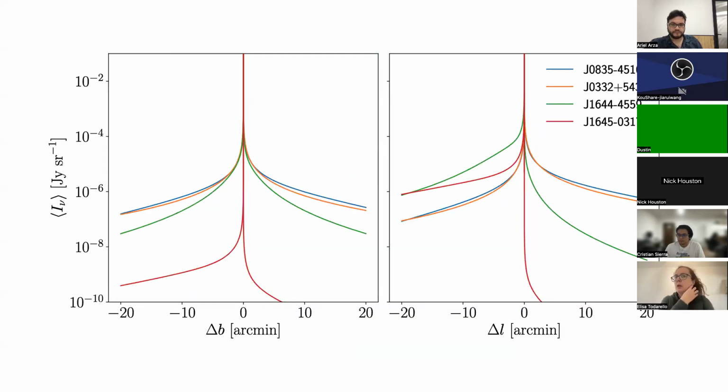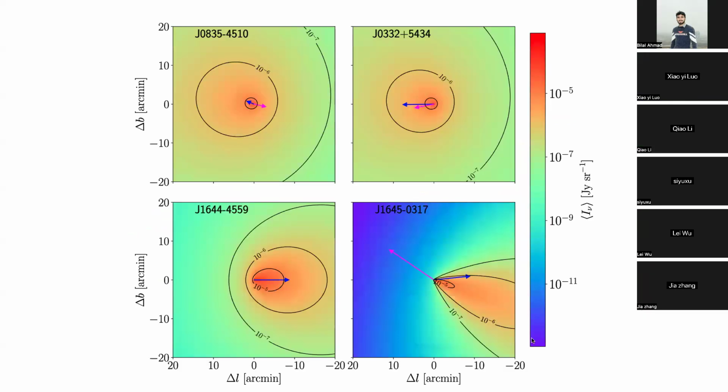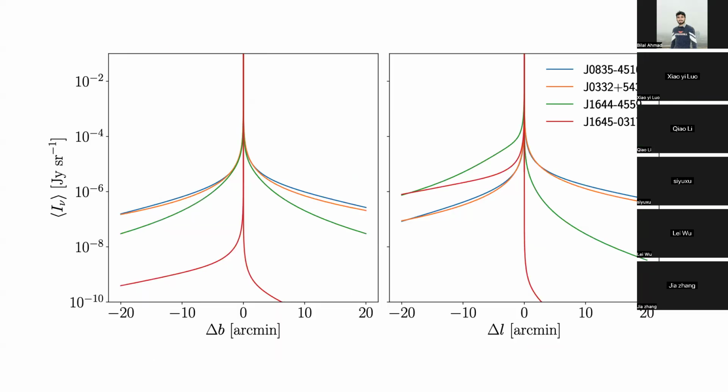To give you more of an idea of how much the flux is suppressed, these are slices through the plot I showed before, at constant galactic longitude and constant galactic latitude. And you see that the red line here is the last one, which has a large proper motion. You see the flux is really suppressed along the galactic latitude direction, which is here, while it's basically only concentrated in this direction here.